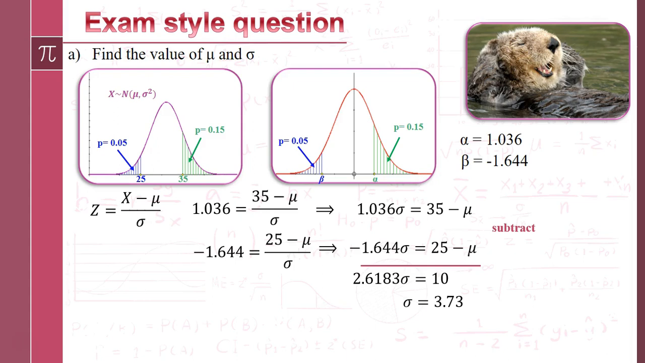There's our first parameter that's missing. If sigma is 3.73, that leads us towards mu equal to 31.3 kilograms. And there's the question solved.